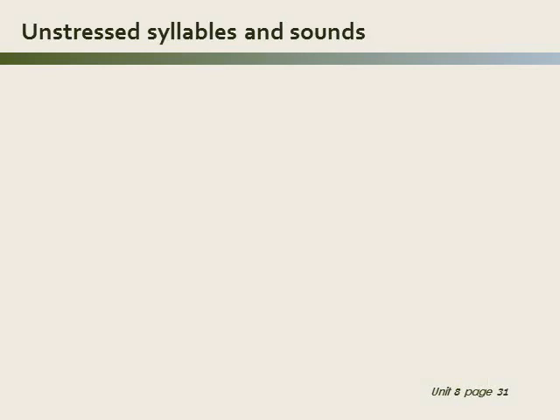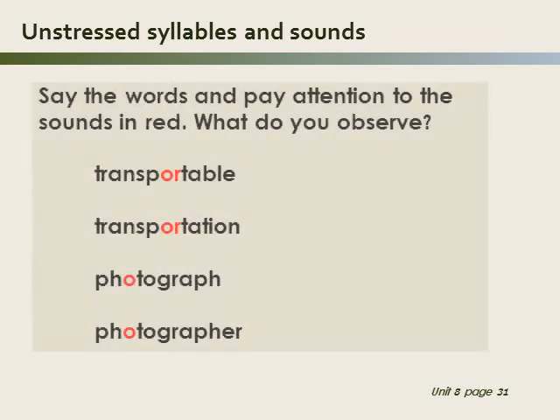Just as important as what happens in the stressed syllable is what happens, particularly to the sounds, in the unstressed syllable. Let's look at some examples. You have some words, transportable and transportation. The real difference here is that whereas the stress in transportable is on the por, it isn't in transportation. Similar with photograph and photographer, the stress is on the first syllable in photograph, but it isn't in photographer. Say these aloud and listen very carefully to what happens to the vowel sound in each of these pairs of words.